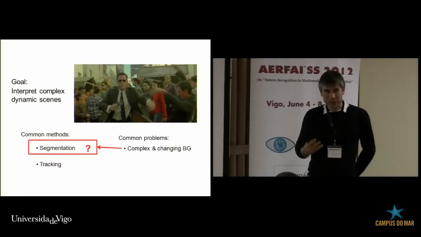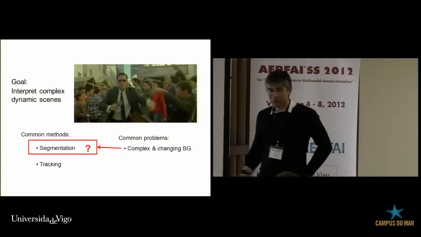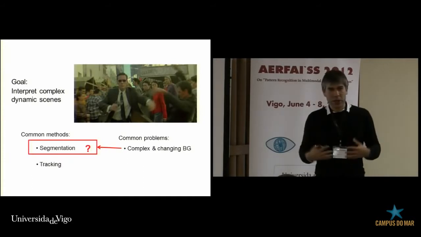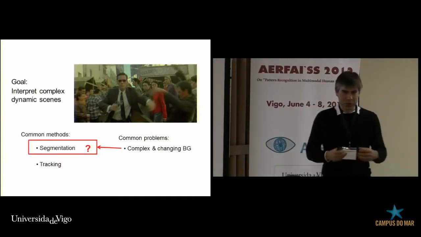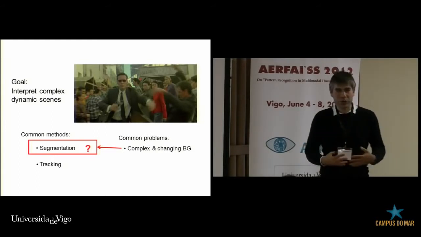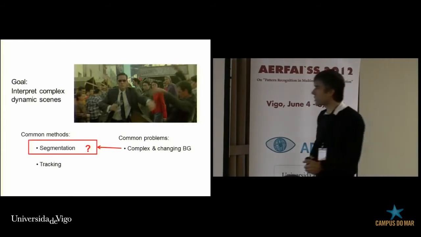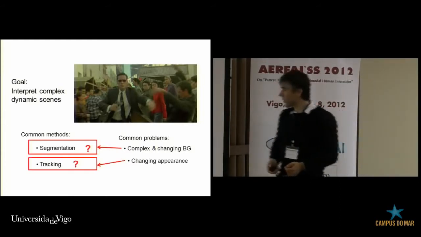So why does it fail? Because usually segmentation methods have some model about the background. They usually assume that the background is something static and big. So everything which is not moving is the background, and the rest is foreground. This is a typical assumption for segmentation. So here it just fails.